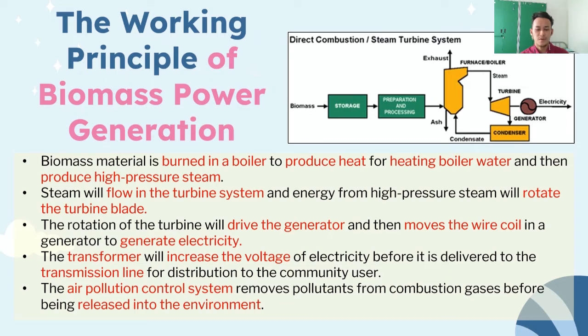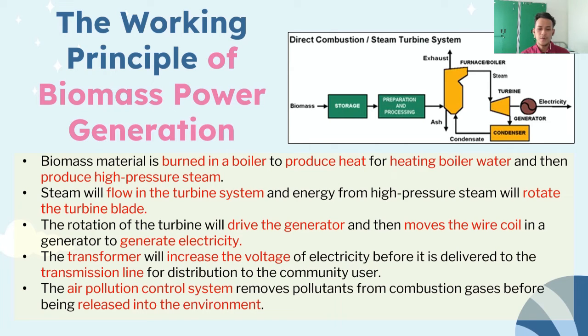The working principle of biomass power generation: the biomass material, such as road waste, municipal waste and household waste, will be burned in a furnace to produce heat, which heats the boiler water to produce high pressure steam. The steam will flow into the turbine system and its force will rotate the turbine blades. The rotation of the turbine will drive the generator to move the wire coil in the generator to generate electricity.